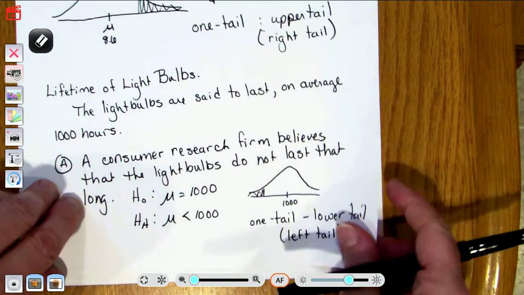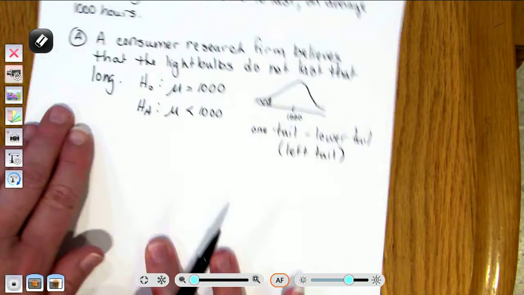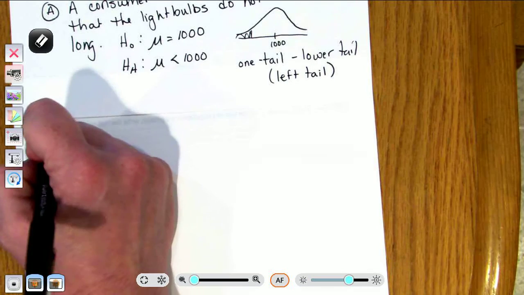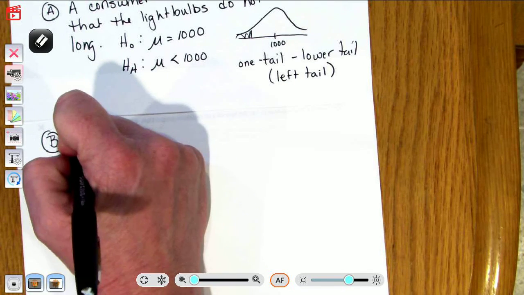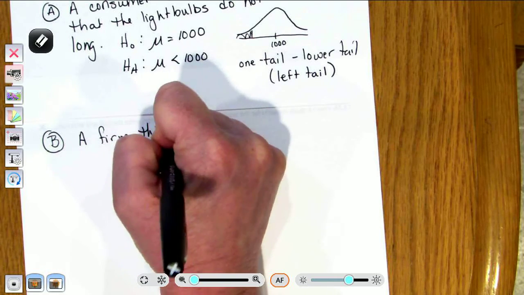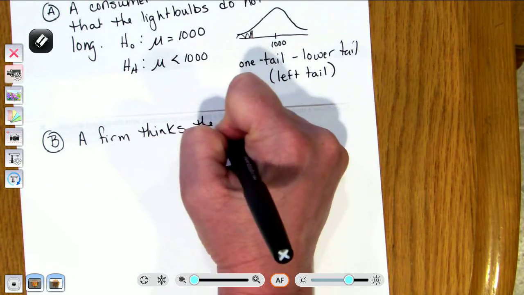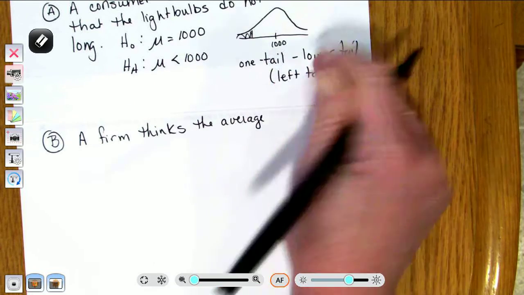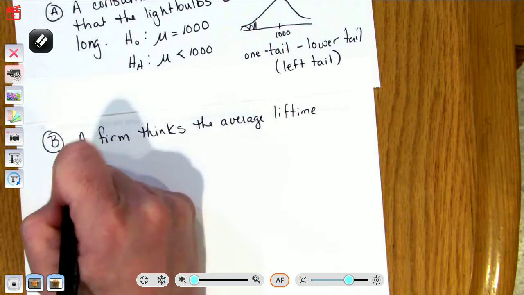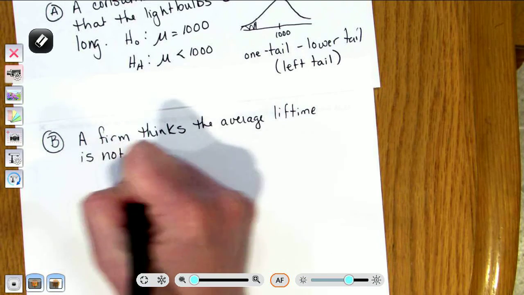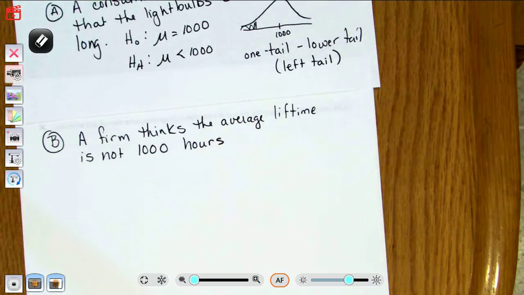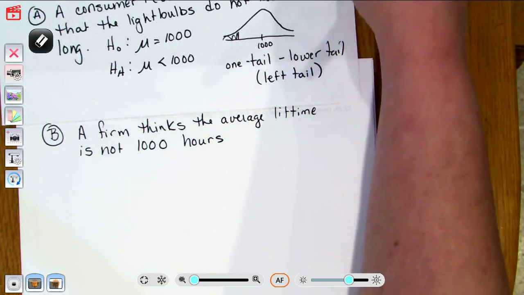With this same lifetime one, we can see the not equal to. Our second case could be that a firm thinks the average lifetime is not 1,000 hours. So they just think it's something different. They're not saying it's longer or shorter, they're just saying it's different.